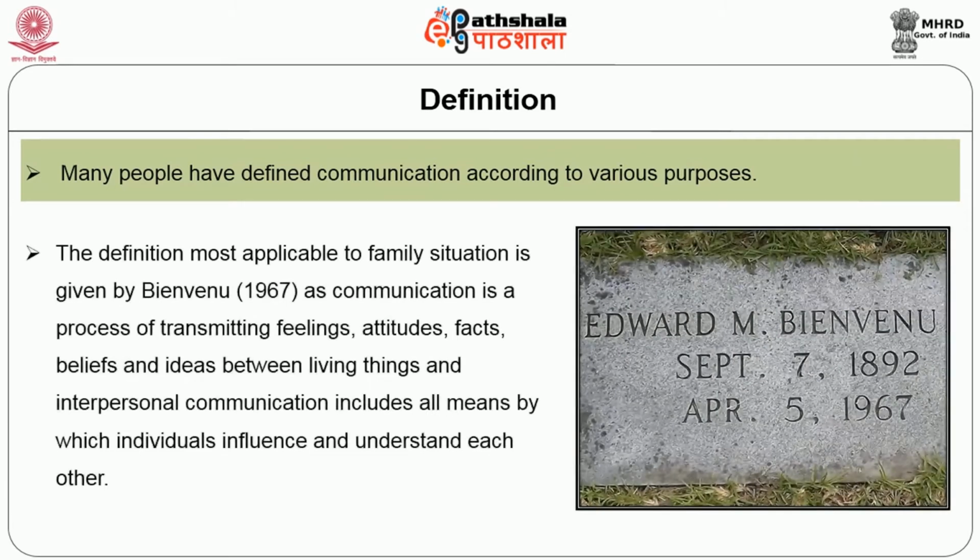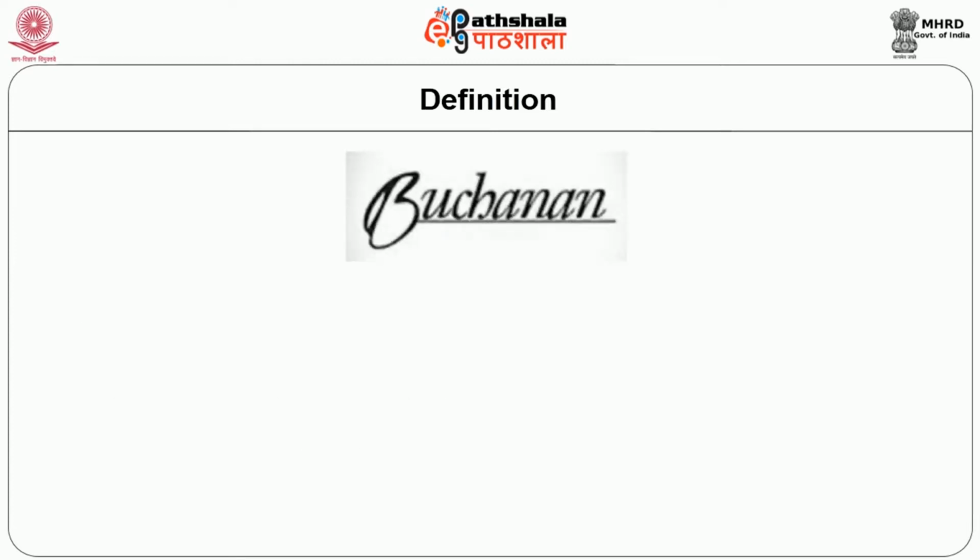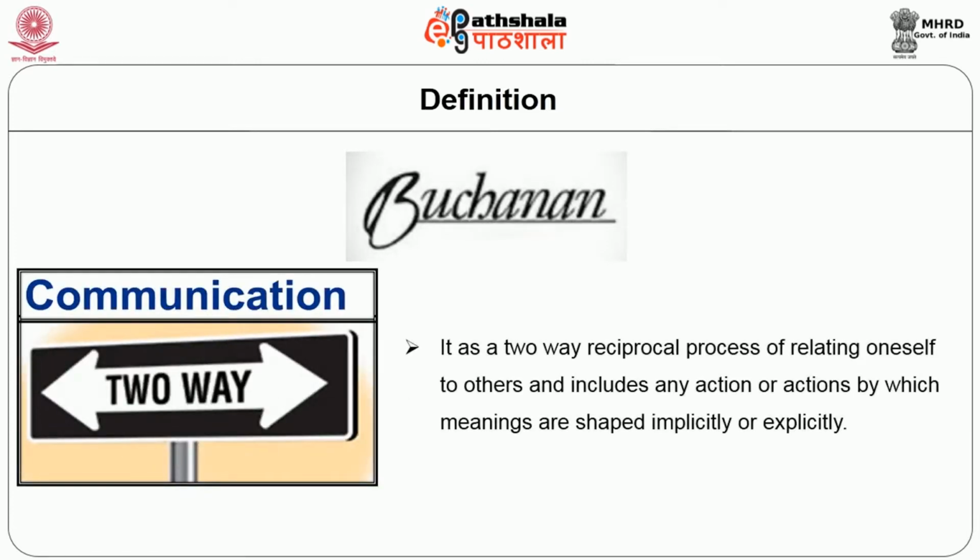The definition most applicable to the family situation is given by Benvenu: communication is a process of transmitting feelings, attitudes, facts, beliefs and ideas between living things, and interpersonal communication includes all means by which individuals influence and understand each other. Buchanan defines communication as a two-way reciprocal process of relating oneself to others, and includes any action or actions by which meanings are shaped implicitly or explicitly.